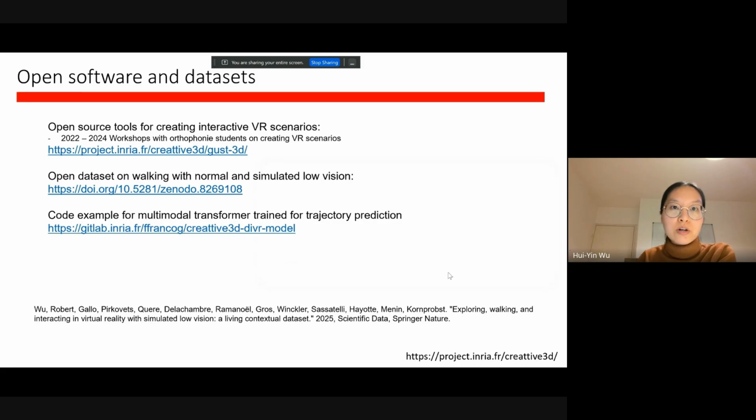There are a number of open software and data sets that have been developed in the context of this project: the open data set, and also code examples for trajectory prediction that were trained on the data set that I mentioned.